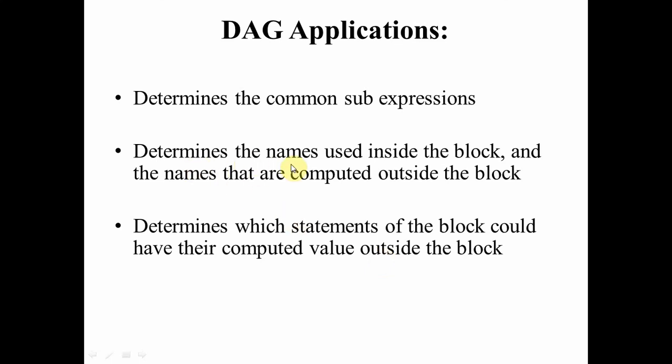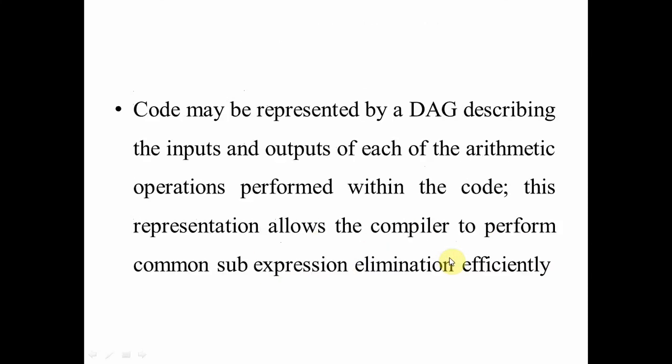Then determine the names used inside the block and the names that are computed outside the block. Then DAG determines which statements of the block would have their computed value outside the block. Code can be represented by a DAG describing the inputs and outputs of each of the arithmetic operations performed within the code. This representation allows the compiler to perform common sub-expression elimination efficiently. So first we identify the common sub-expression, then later on we can eliminate it.